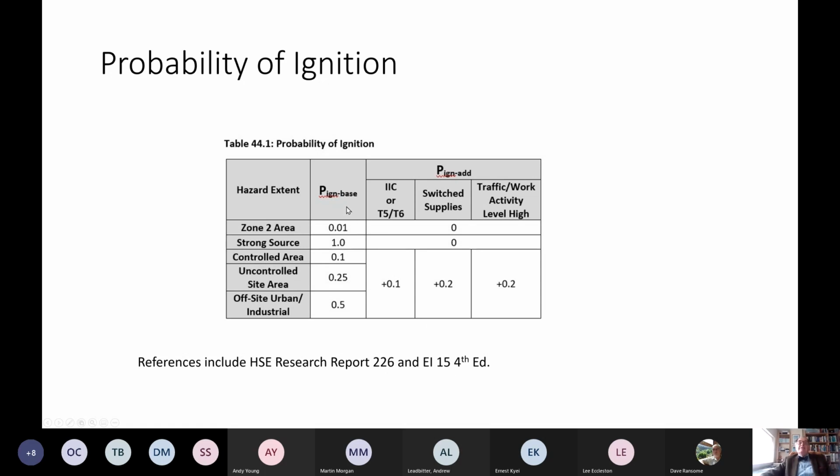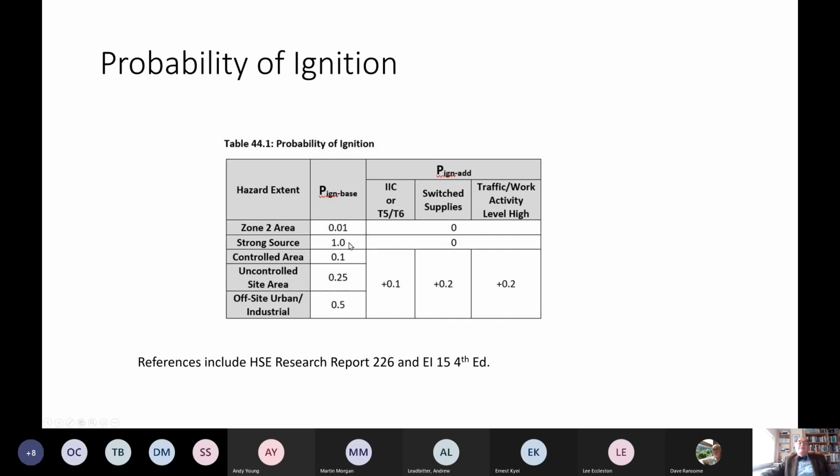If the release is confined to a zoned area, then you would hope that there will be a correspondingly low probability of ignition, or else why are we bothering with the whole zoning exercise. That's the idea of it, is that we manage the area, manage the assets, and so in accordance with EI15 for zone 2, they on that basis alone assign an ignition probability of 0.01.